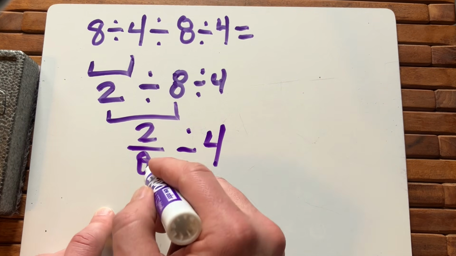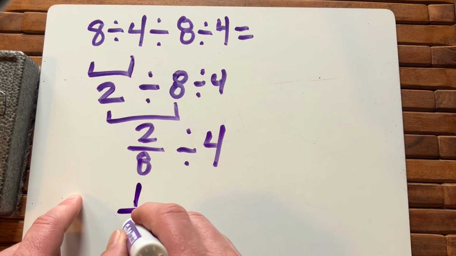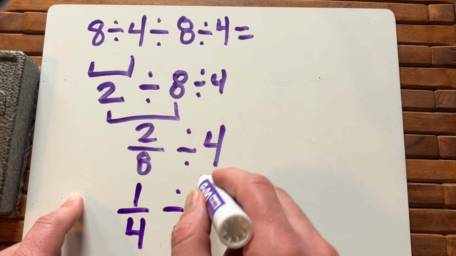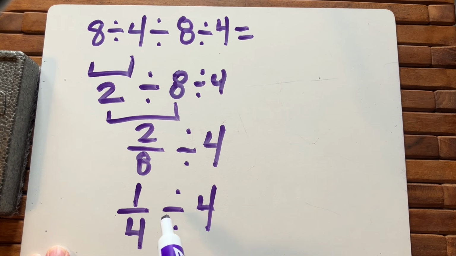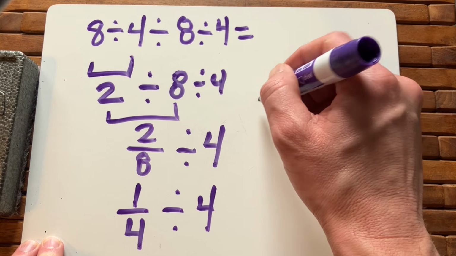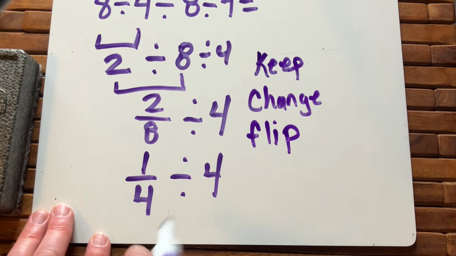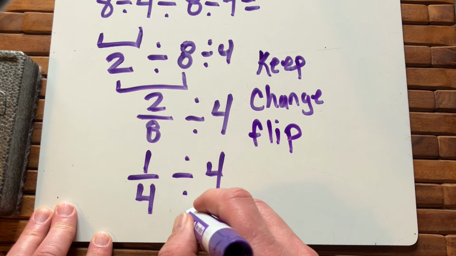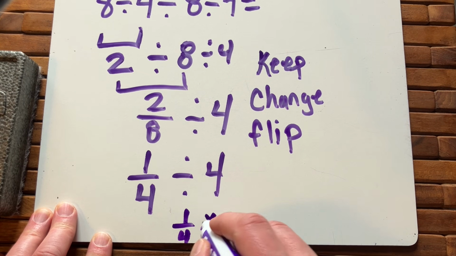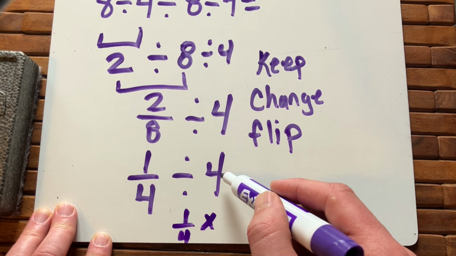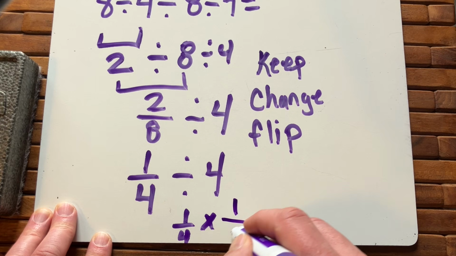Now we should see that 2/8 can be simplified to 1/4. Again, we bring down the rest of the equation here. Now, to divide a fraction, we have to remember keep, change, flip. This tells us that we're going to keep our fraction 1/4. We're going to change the operation to multiplication, and then we're going to flip this number here. So instead of it being 4, it will now be 1/4.